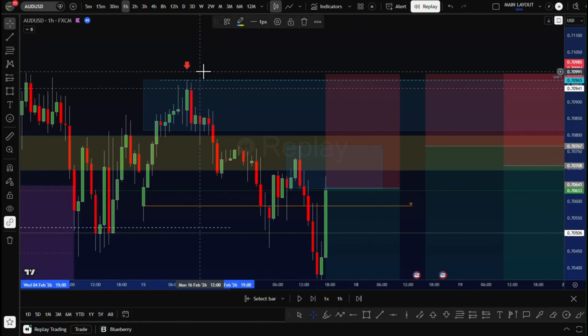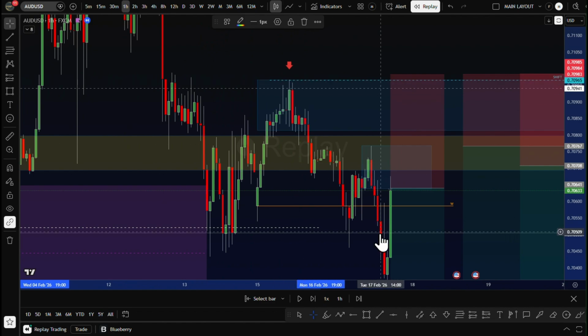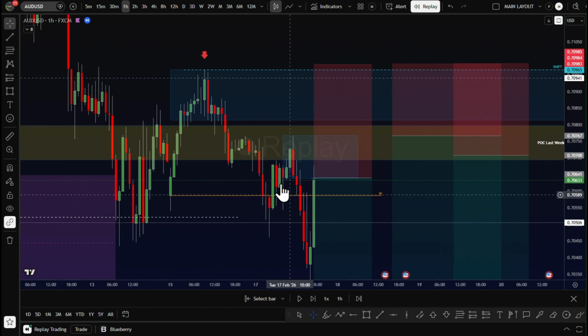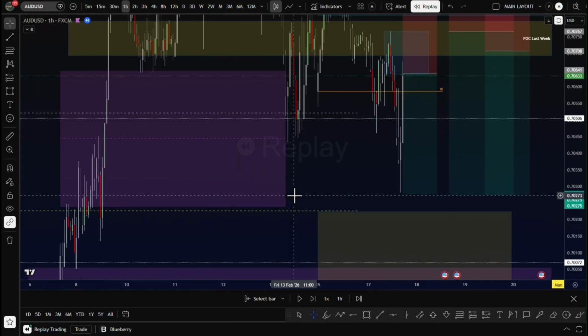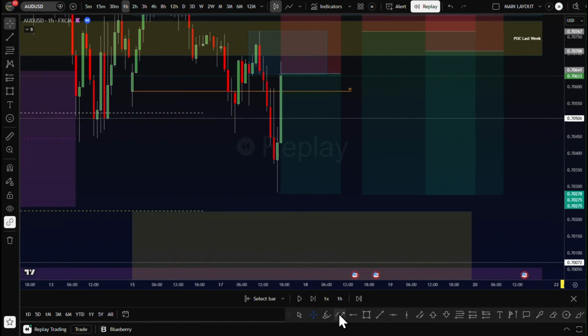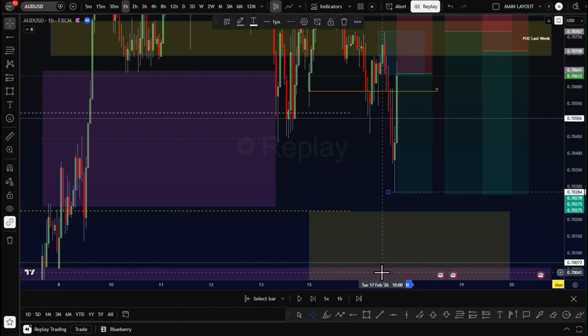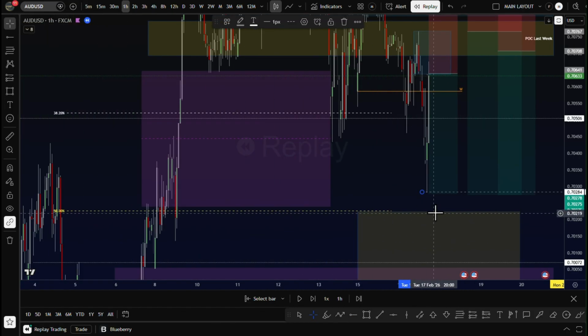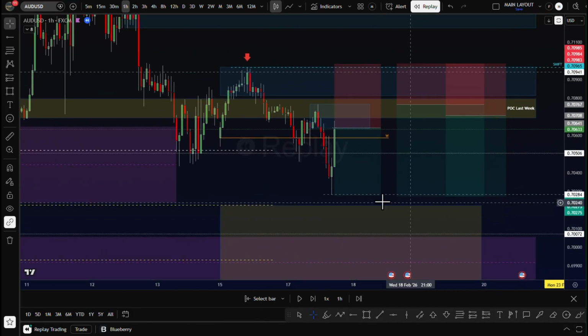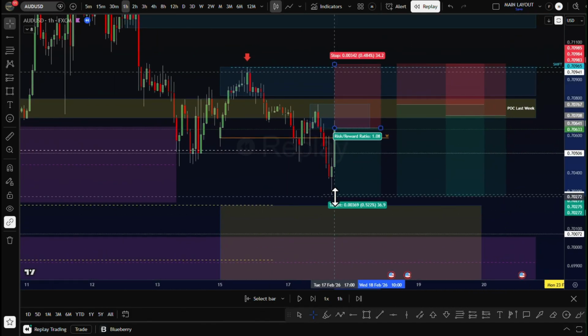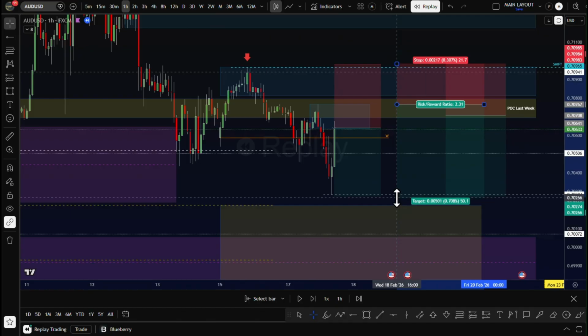Put my stop just above the previous 1 hour order flow. I put my stop above here, because my target was this low, and the second target was the 50%, which is the beginning of the discount zone. So I put my take profit around here, just above the 50% zone.